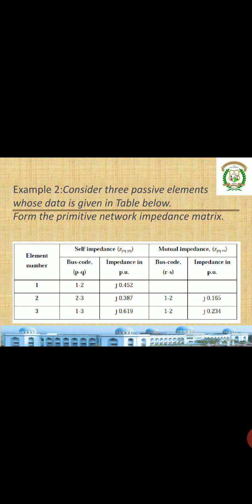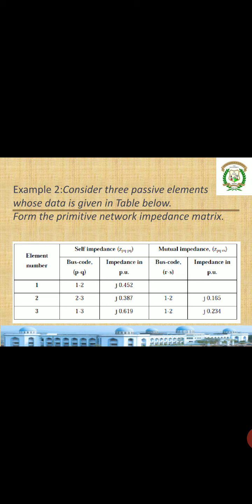Let us check one example with mutual coupling. Here 3 elements are given with 3 buses, but mutual coupling is there. The first element is connected between node 1 and 2, and its self impedance value is j0.452. The second element is connected between 2 and 3, with impedance j0.387, and it has one mutual element with element 1-2 with value j0.165. The third element is connected between 1 and 3 with impedance j0.619. It also has one mutual impedance with element 1-2 with value j0.234. How to write this?